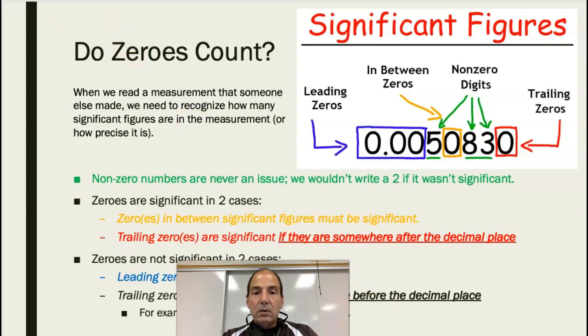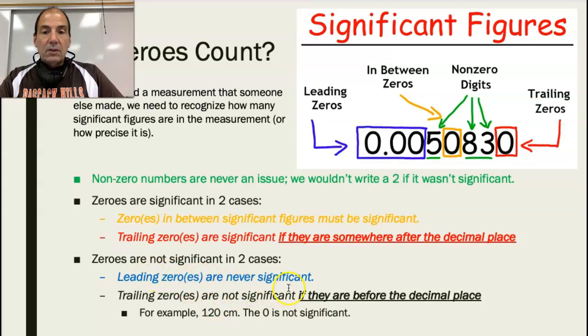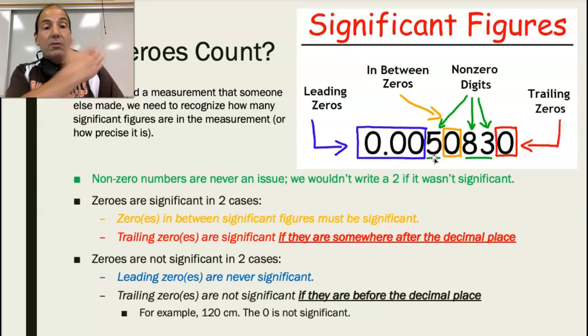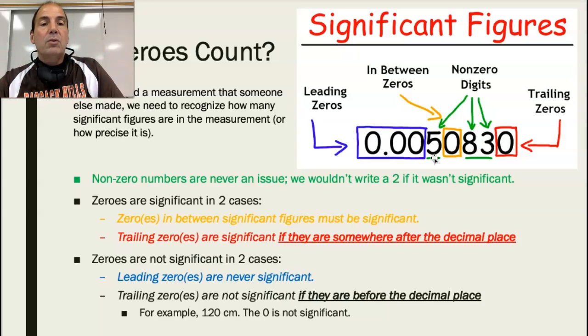Now what about the cases where zeros are not significant? The leading zeros are never significant. So zeros at the start of the number are never significant. They're placeholders. They're probably there because of a conversion issue. I always tell my students to think about it in terms of scientific notation. If you were to write this number in scientific notation, you would say 5 point blah, blah, blah. You would start with a 5. Those other zeros didn't matter. They were placeholders. They are not significant. So leading zeros are never significant.